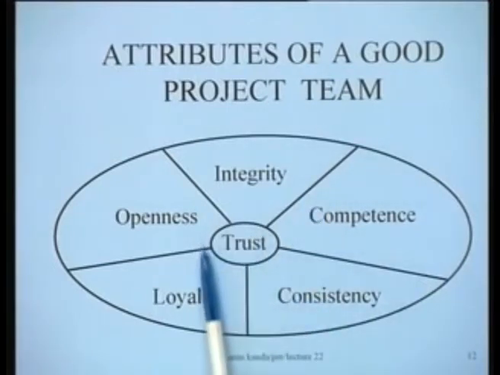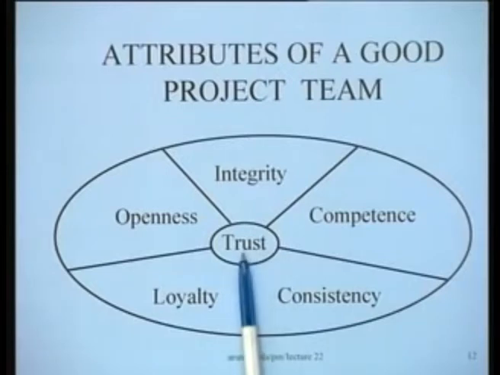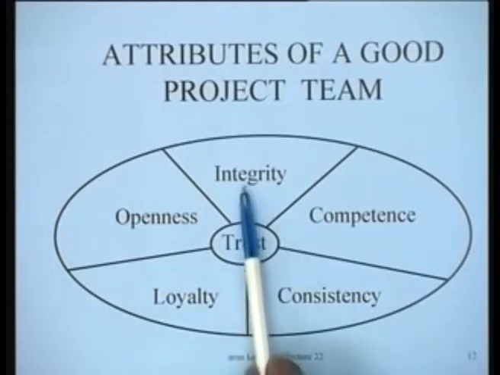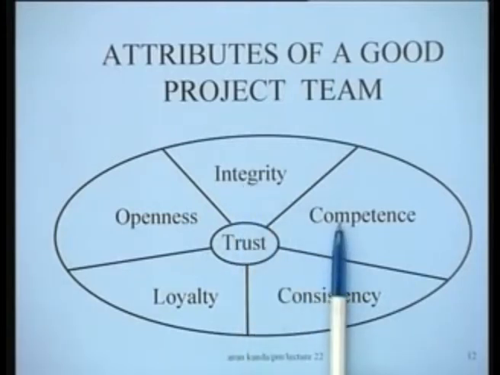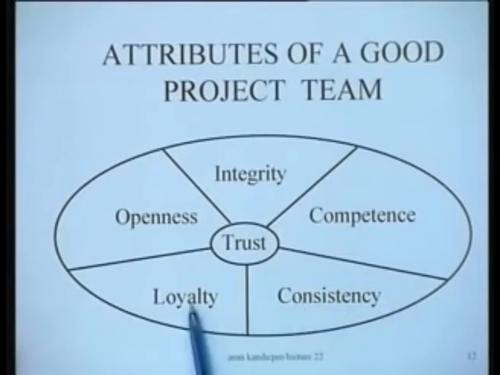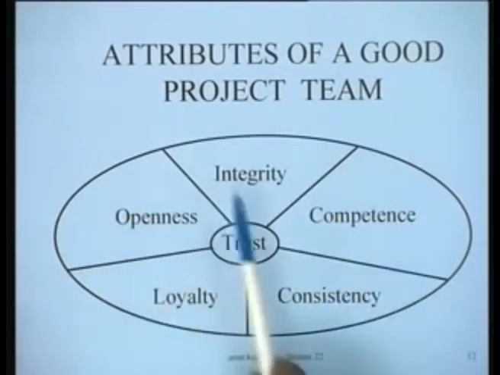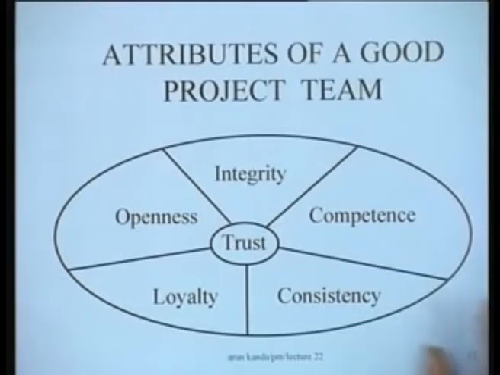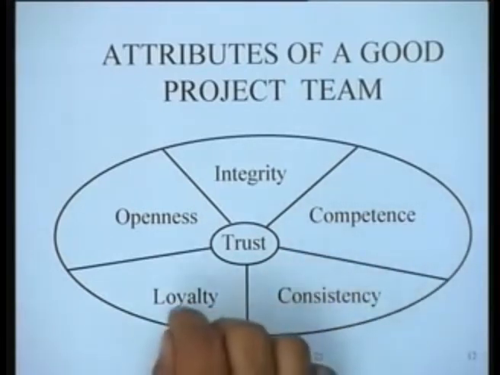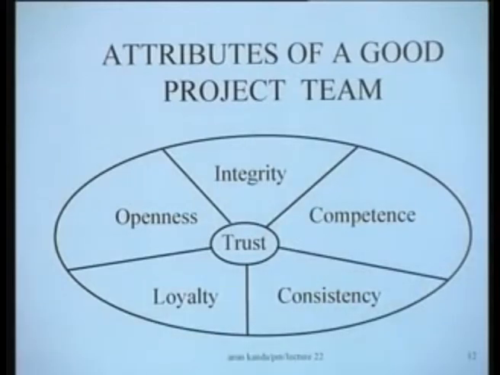So, the central quality is trust. Each member should be able to trust the other person. That is the key thing. And then of course, integrity, competence in the field, right. If he is an electrician, he should be competent, he should be able to do that particular job. Consistency, loyalty, openness. These are some of the qualities of a good team working together. So, it is the job of the project manager to make sure that he encourages the development of these kinds of attributes in his individual members.